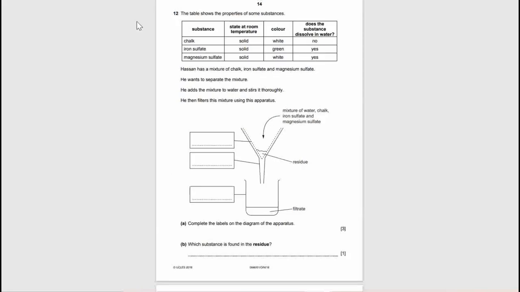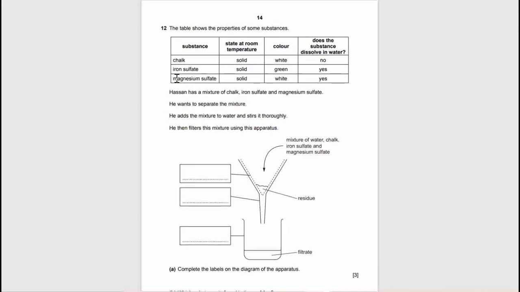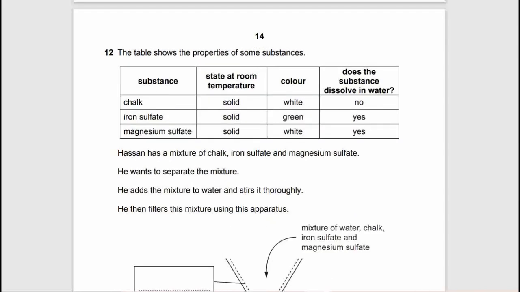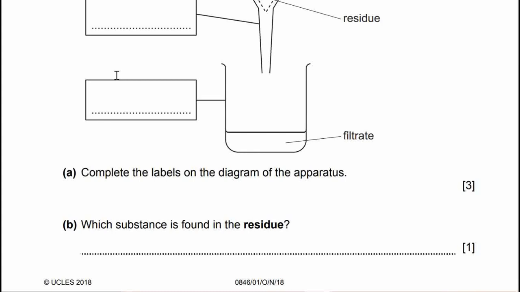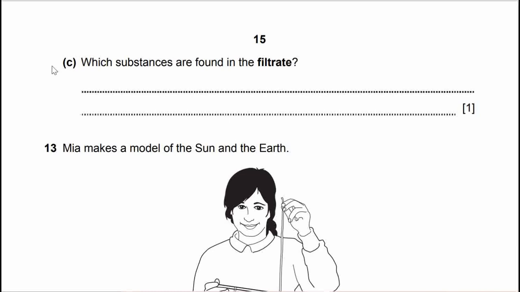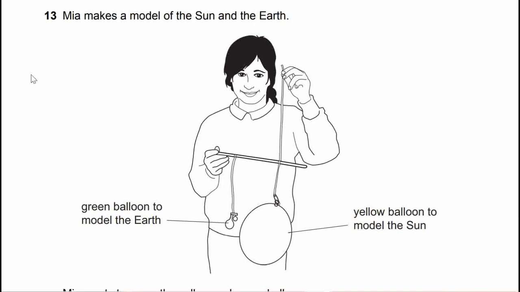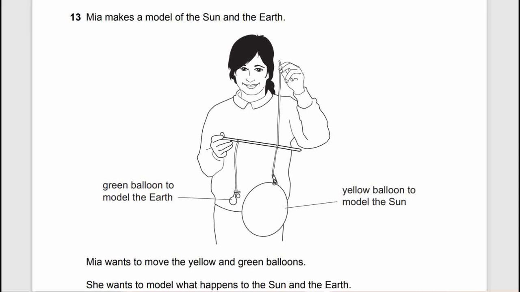So this is number 12. This is for question 12A, and 12A and 12B, and this will be 12C. It's question number 13, and this is the question itself.